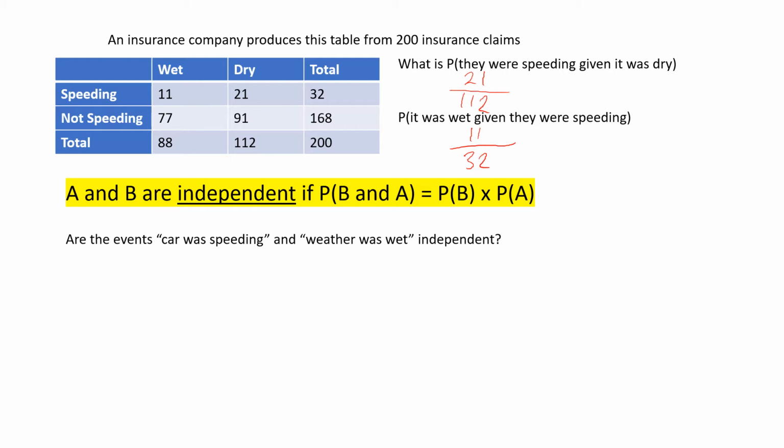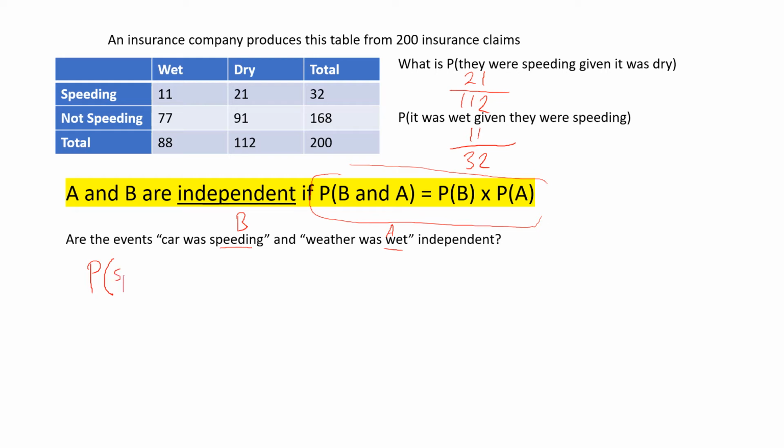A and B are independent if the probability of B and A is equal to the probability of B times the probability of A, and this is something that you do have to go and learn as a general formula. We're asked here, are the events car was speeding and the weather was wet independent of each other, as in did they affect each other? Now, if they didn't affect each other, if they are independent, this little formula should be true. So what we should do is work out the things there. We should work out probability of B and A. So our B is speeding and our A is was it wet.